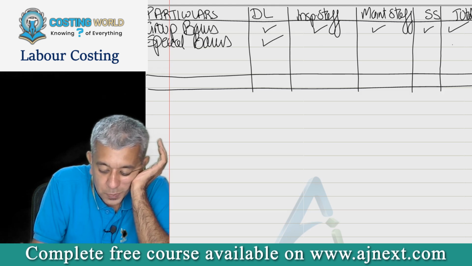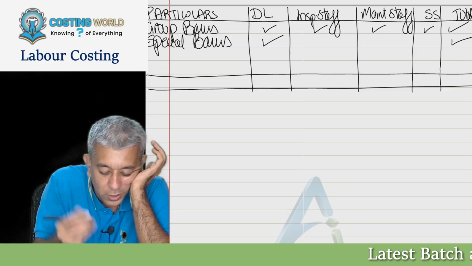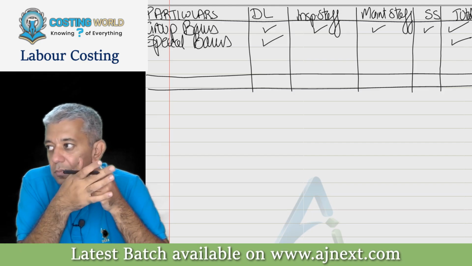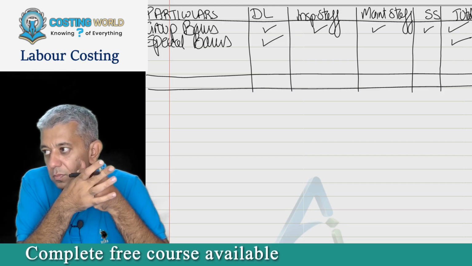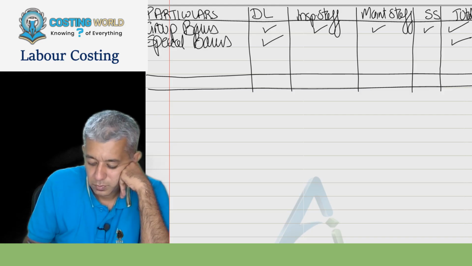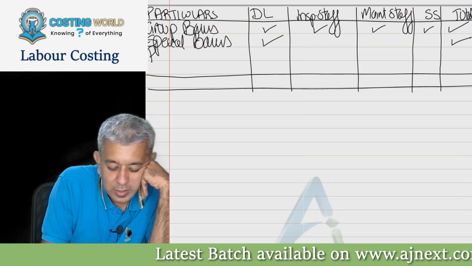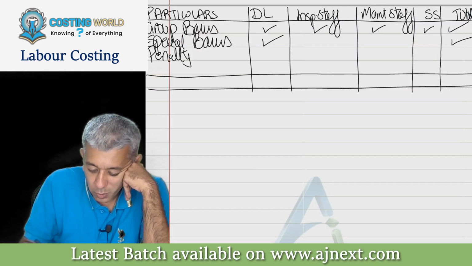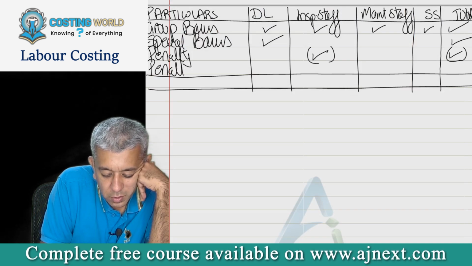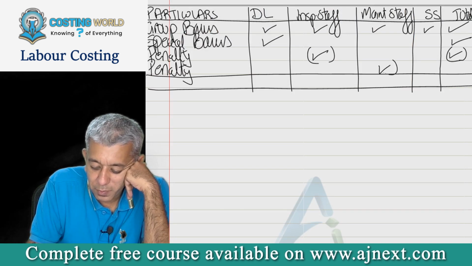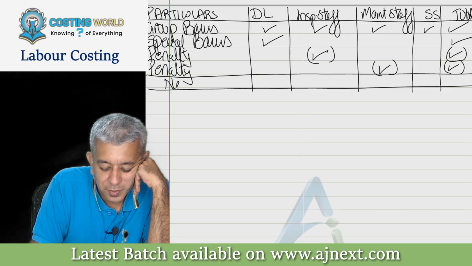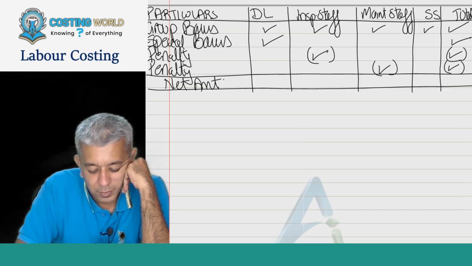Then part B is a special bonus, but only for direct labor. So in all other columns, I have left them blank. Then C is a penalty, but only for inspection staff. We will reduce it, no? Fourth is also a penalty, but for maintenance staff. This will be the net amount to be paid to everybody.